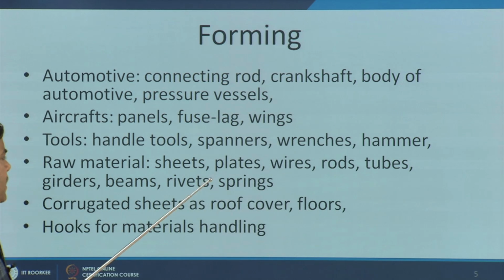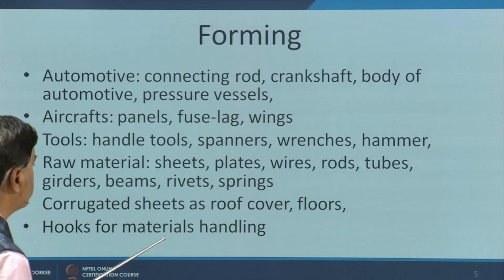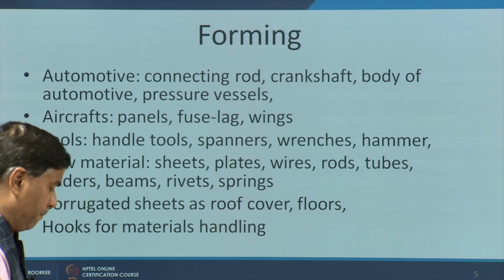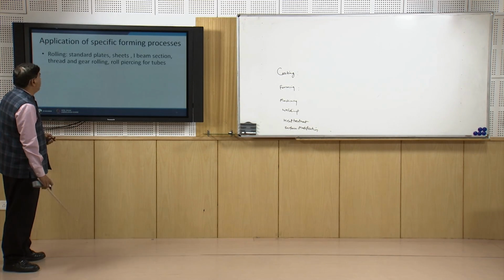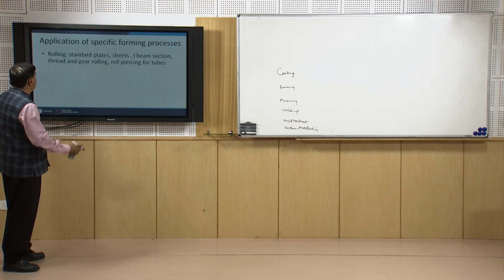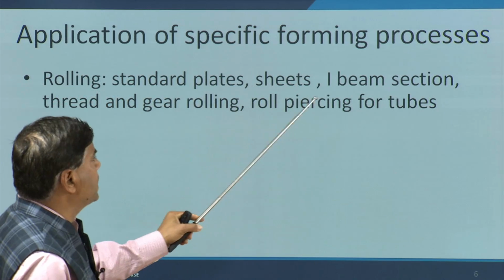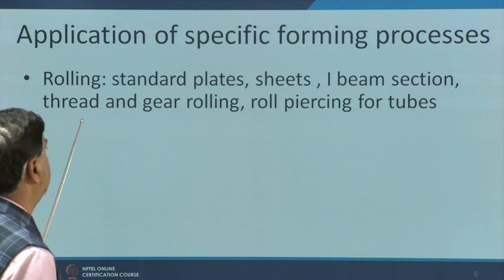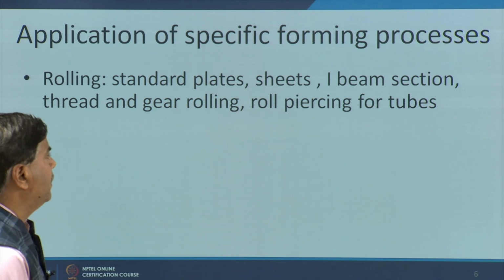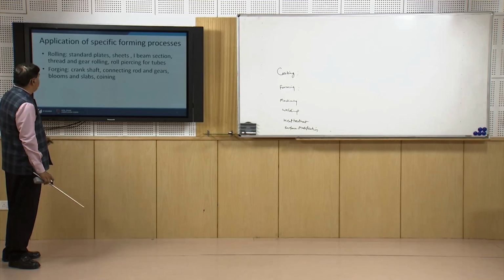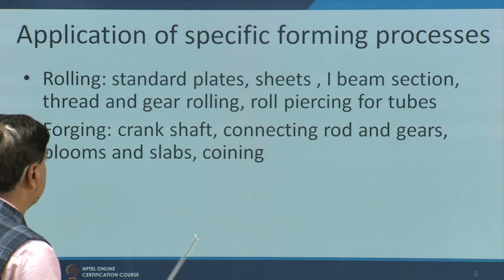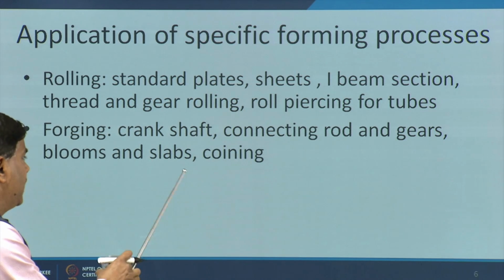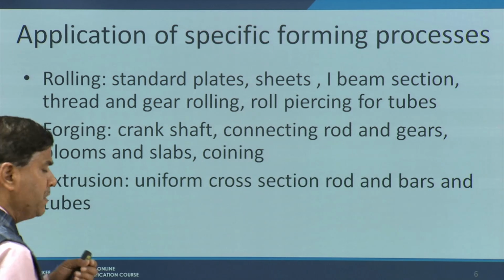Girders, beams, rivets, springs, and then corrugated sheets are used for covering the roofs, floors, and hooks are used for the material handling applications. Now, the process specific applications of the forming processes include rolling for making the standard plates, sheets, beam sections, thread, gear rolling, and roll piercing is used for making the tubes. Forging is used for making the crankshafts, connecting rods, gears, blooms, and slabs, and the coinings, meaning the coins.